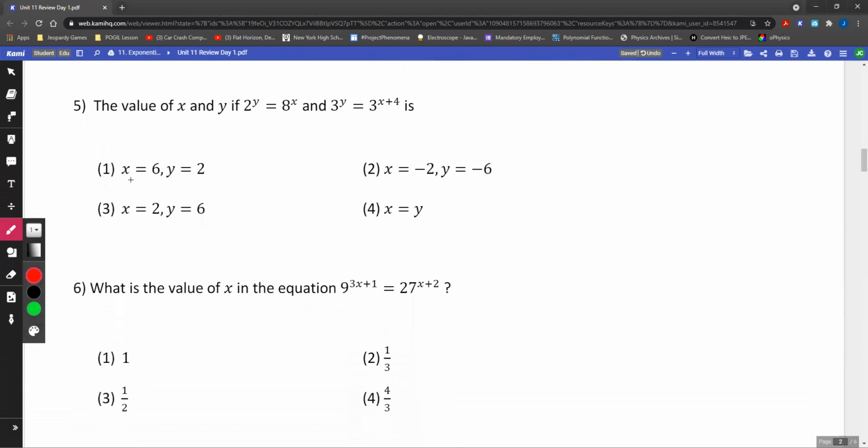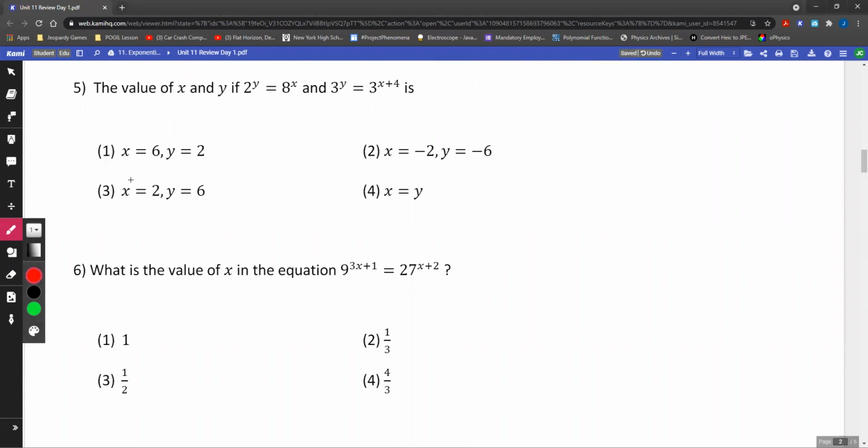Going down to number 5. So they want us to figure out what x and y are. So this is sort of a combination of what we just did in question 4, but also what we did in the linear equations where we had two variables, two equations. So first, let's rewrite this like we normally do. So 8 becomes 2 cubed. Since I already had an x there, I have to multiply my new exponent of 3 with the x. So this means that y equals 3x.